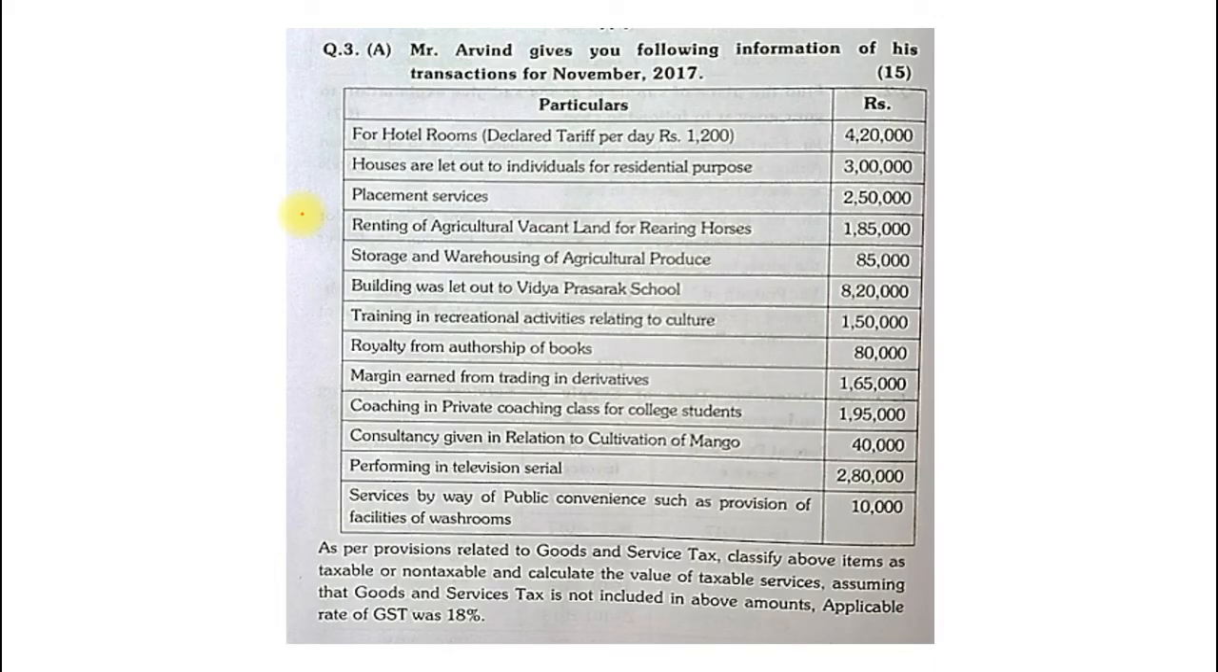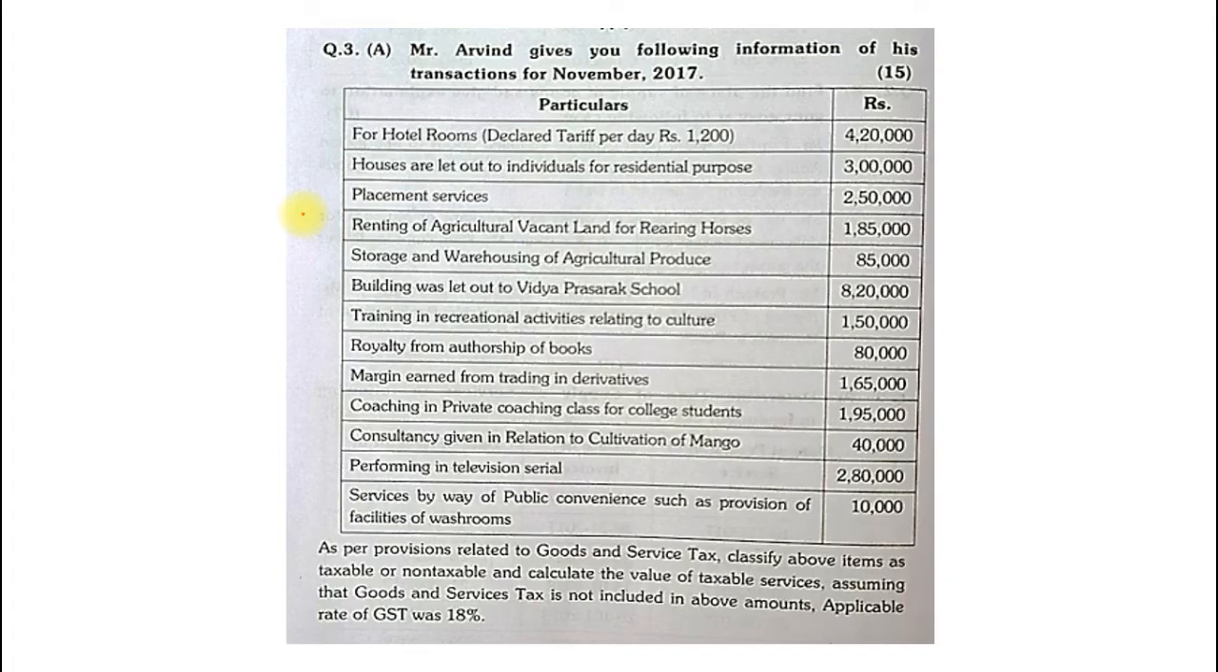Now, question number 3A. Mr. Arvind gives you the following information of his transactions for November 2017. It was a 15 mark sum. Now, remember, whenever they give you this list of all transactions, it is based on calculation of taxable and non-taxable value of goods and services. Also, you should remember the exempted list. What are the things which are exempted from GST? What are the things on which GST is not payable, and what are the things on which GST is payable? That is all you have to remember.